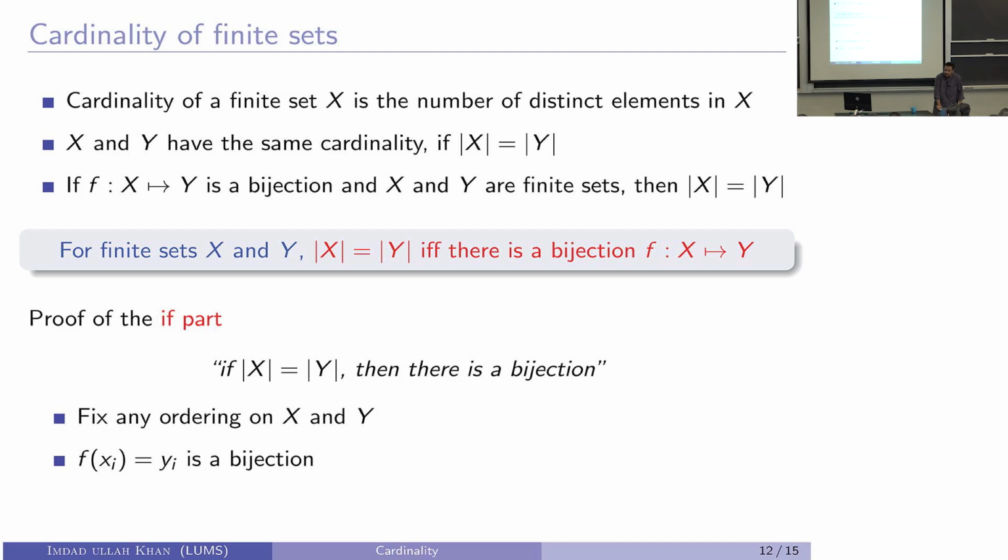f of x17 is equal to y17. So for any yi, I can say it's the image of something. Can two x's have the same image? Could it happen that f of x17 is equal to f of x3? No, because f of x3 is mapped to y3 and f of x17 is mapped to y17. They are different. So it's a one-to-one function and an onto function, and that gives me a bijection between x and y. What did I use? Their finiteness and their same cardinality.